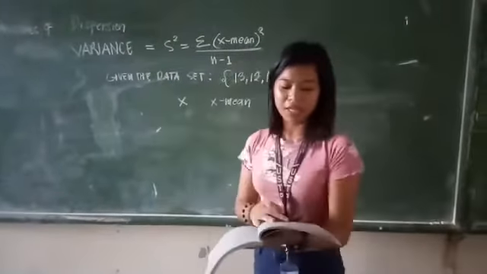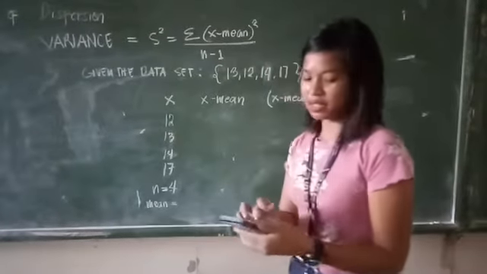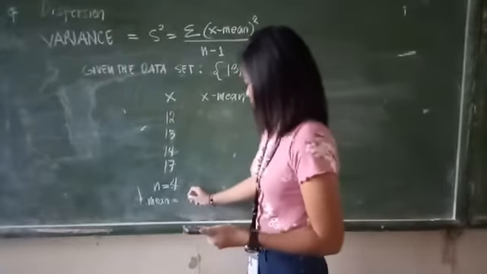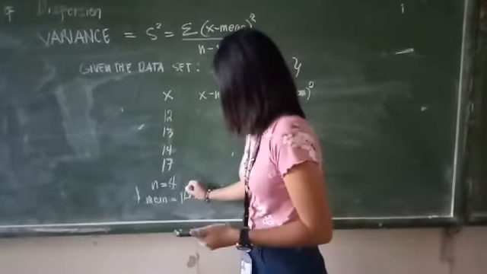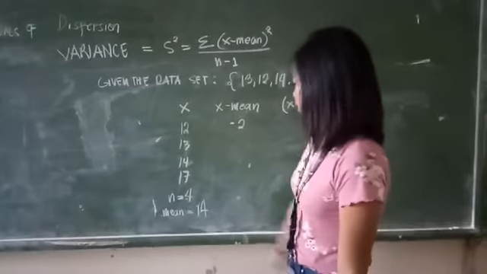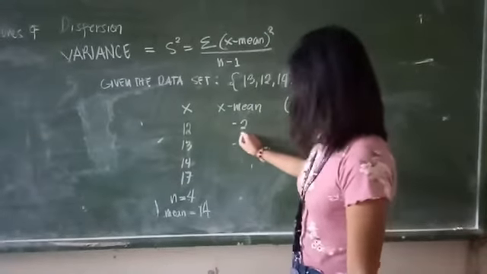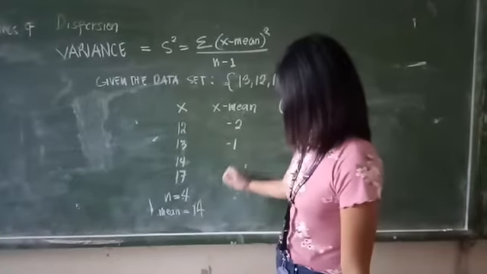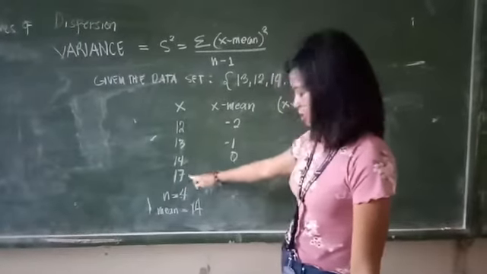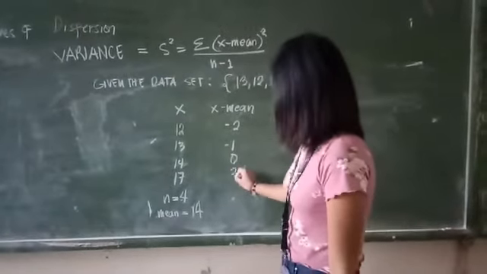So to find the mean, we must add all the samples and divide by the number of samples. If we add this all, it is 56. Divided by 4, we have 14. Here in x minus mean, we're going to subtract the mean from each sample. So 12 minus 14 is negative 2. Then 13 minus 14 is negative 1. 14 minus 14 is 0. And 17 minus 14 is 3.